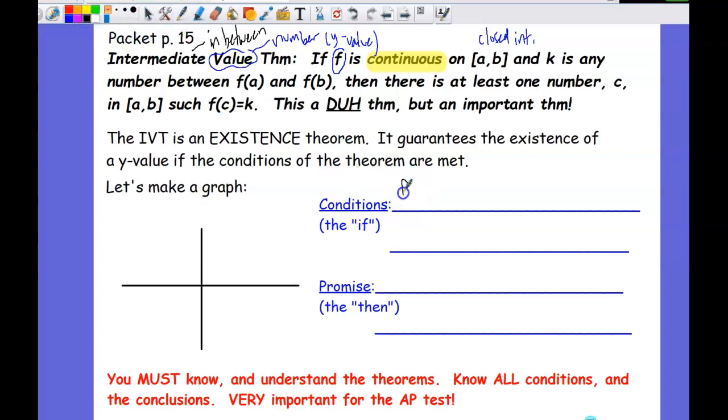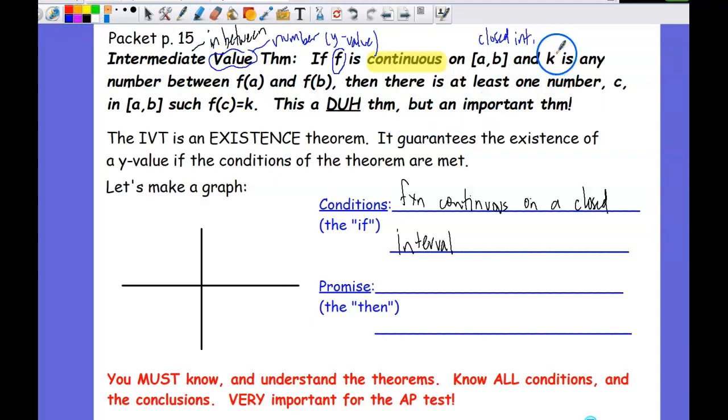So I must have a function that is continuous on a closed interval. If I don't have a function that is continuous on a closed interval, then there's no reason for me to look at the conclusion of the theorem. So if I had a discontinuity somewhere in the closed interval, I would not even consider it. All right, so that's the condition. All right, let's go back up to the top.